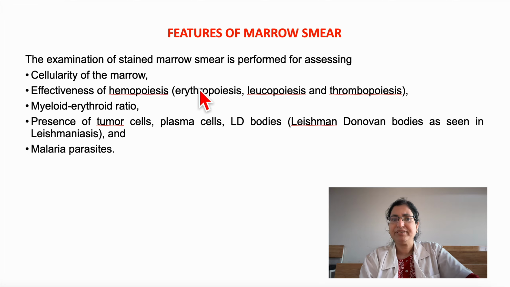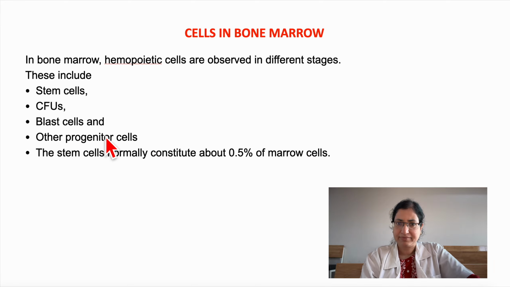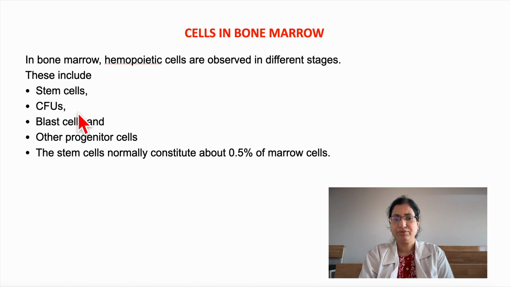So examination of stained marrow smear is performed for assessing cellularity of marrow, effectiveness of hemostasis and presence of tumor cells or parasites for malaria. So which cells are present in bone marrow? This includes stem cells, CFU. What is the meaning of CFU? Colony forming units, and blast cells, other progenitor cells, and the stem cells normally constitute about 0.5% of marrow cells.